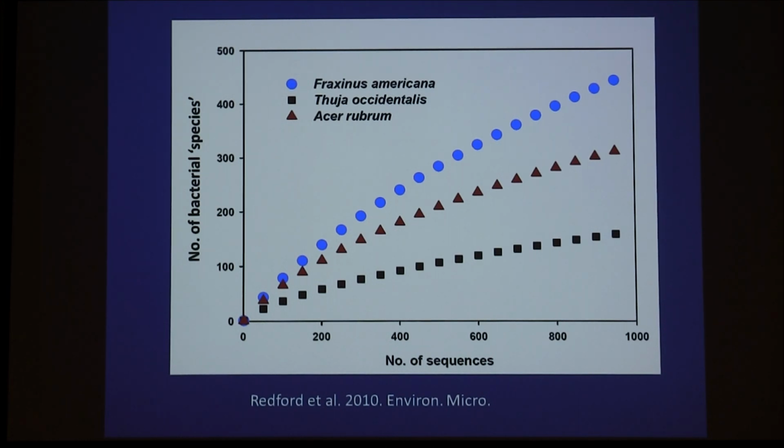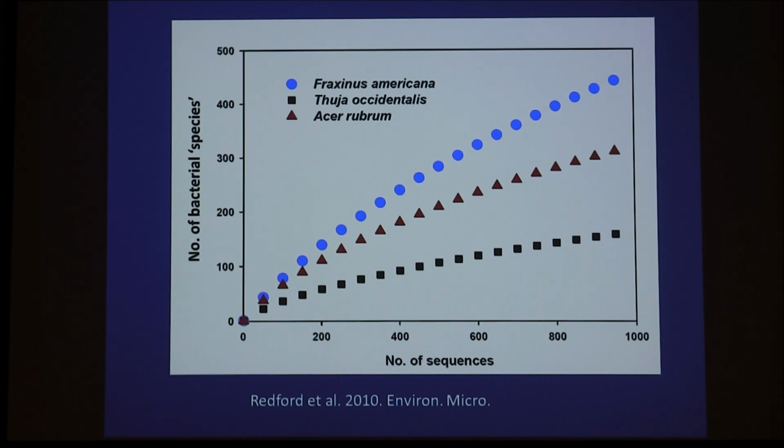I put species in quotes here because it's a bit unclear what is a bacterial species. But the fact of the matter is a single tree can harbor upwards of 400 different bacterial species on the leaves. And notice that these lines aren't flat. So if we kept sequencing more, we'd probably discover more and more new species. So we're dealing with an enormous amount of bacterial diversity.